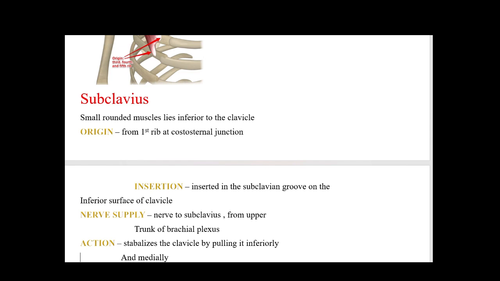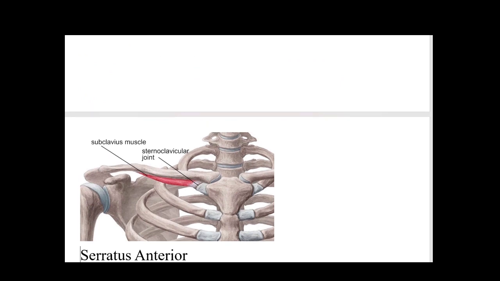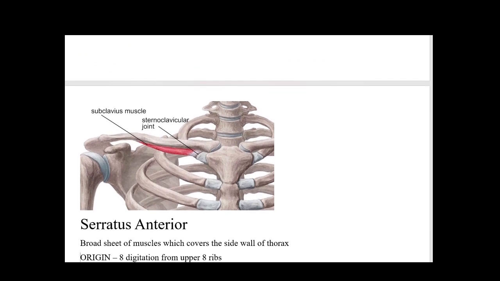For subclavius muscle, there is a separate nerve which is called the nerve to subclavius, which is a branch of the brachial plexus upper trunk. Let's see its action. Mainly it helps in the stabilization of the clavicle by pulling it inferiorly and medially. You can see in the diagram that it originates from the costosternal junction, and then it goes backward and is inserted into the subclavian groove, on the inferior side of the clavicle.